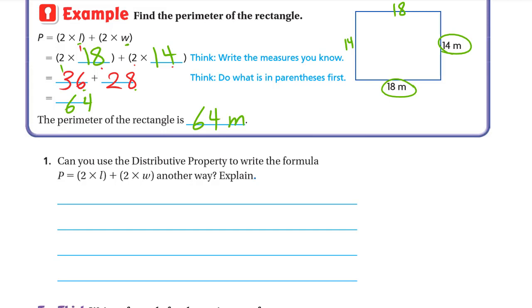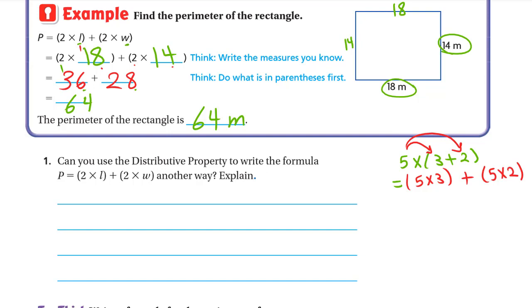Here it says, can you use the distributive property to write the formula P equals 2 times L plus 2 times W another way? Okay, so let us remember the distributive property. The distributive property says if we have, for example, 5 multiply 3 plus 2, it's the same as 5 multiply 3 plus 5 multiply 2.